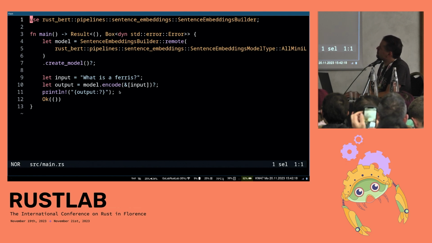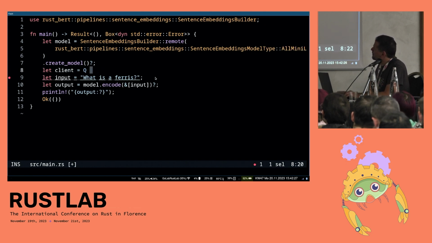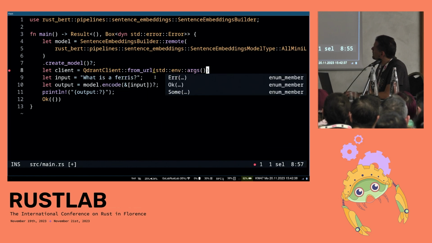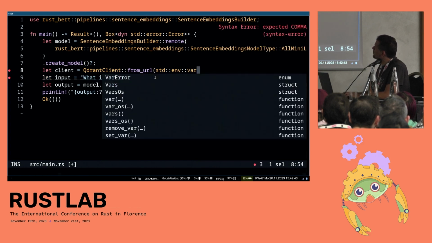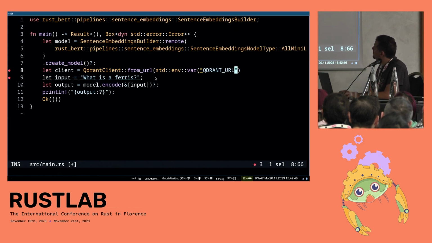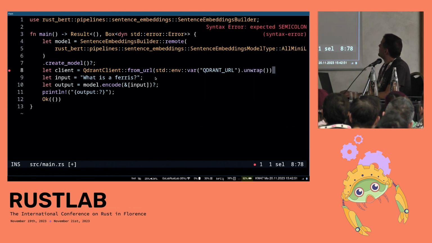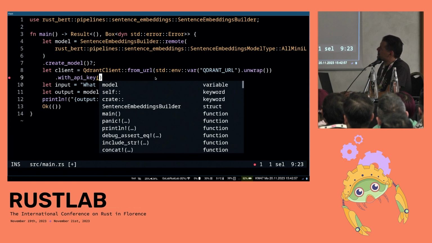So let's first get a Qdrant client. Oh no, I'm just using a bar. Sorry for the unwrap, but I want to be fast here. Usually you would do something like this.